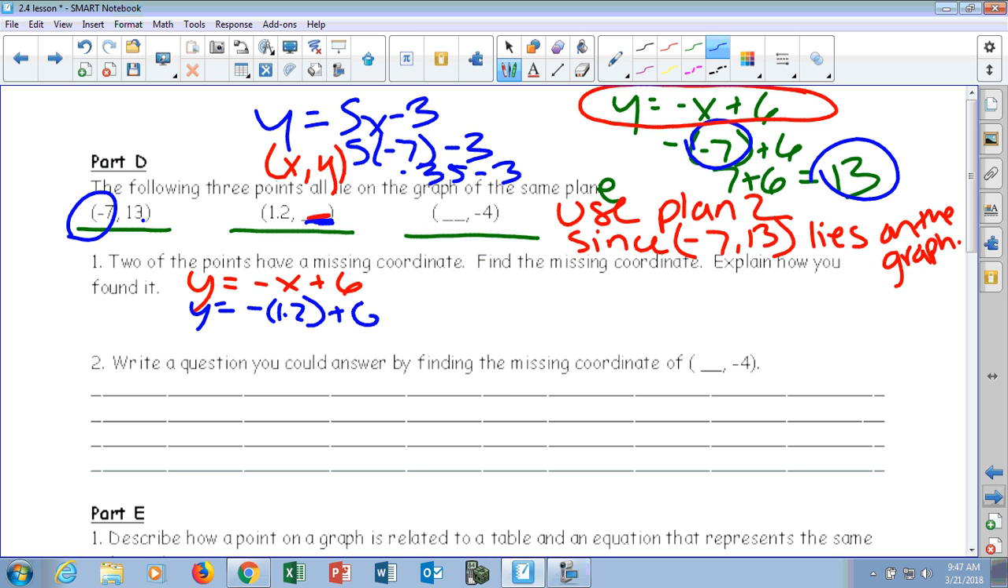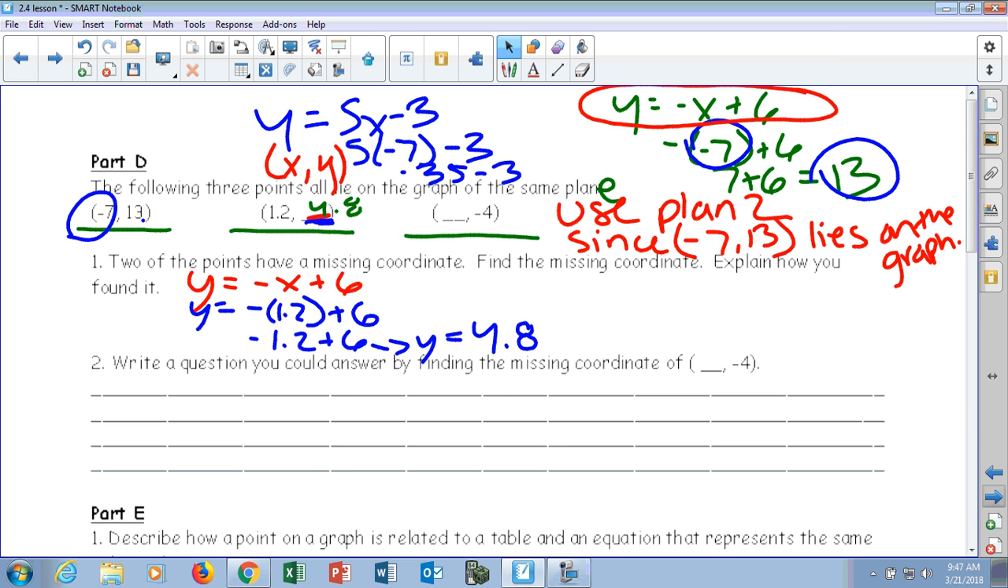Yes. Plug it in for x. So 1.2 would end up being our negative 1.2 plus 6. So negative 1.2 plus 6 gives you what? When we add those on the calculator, y equals 4.8. So right here, we can plug it in a 4.8.